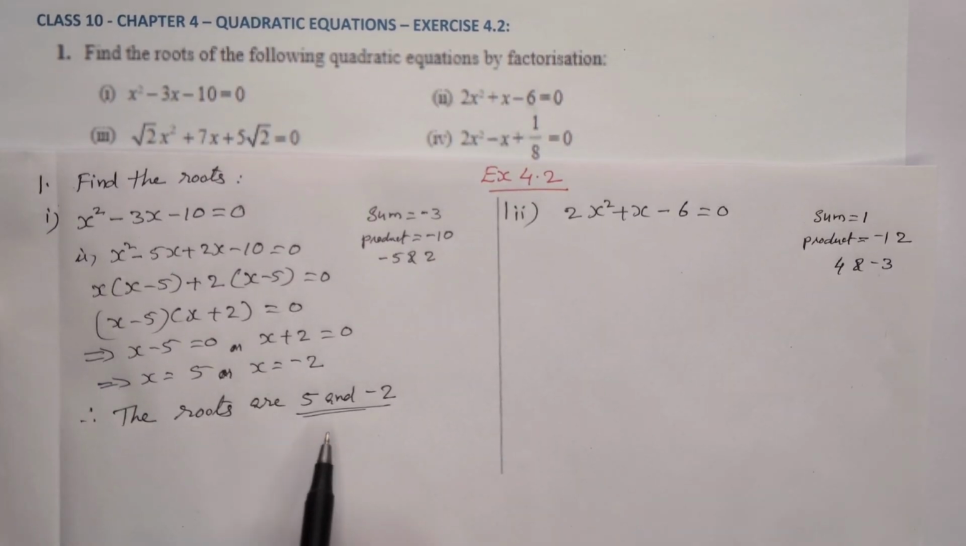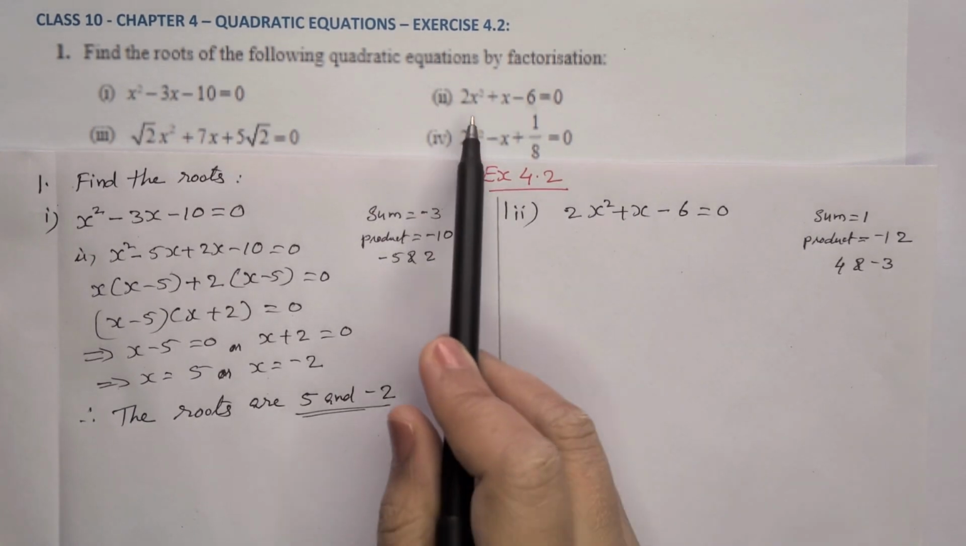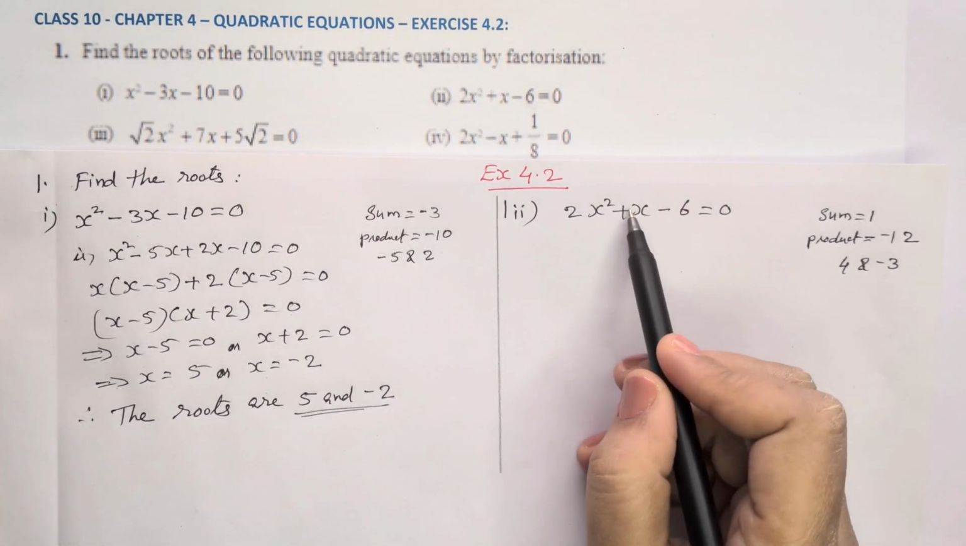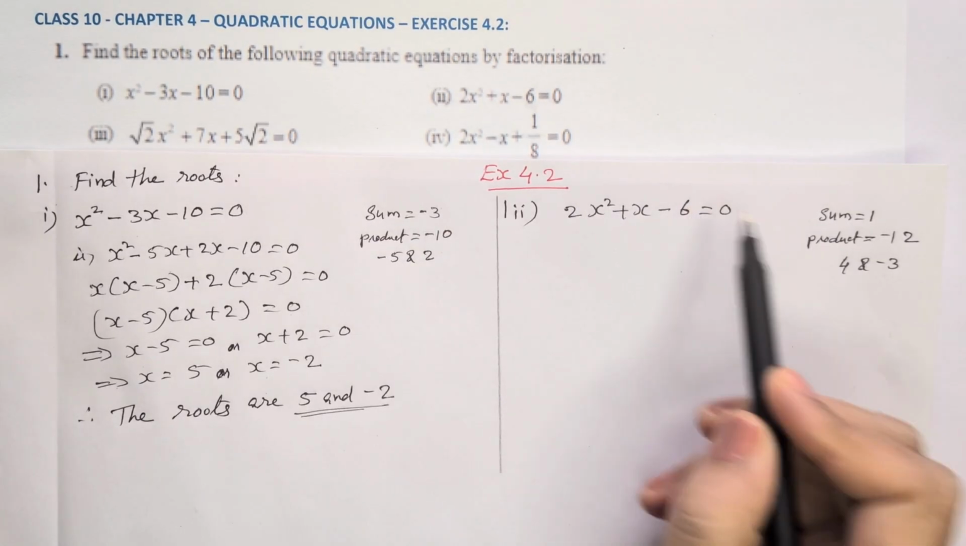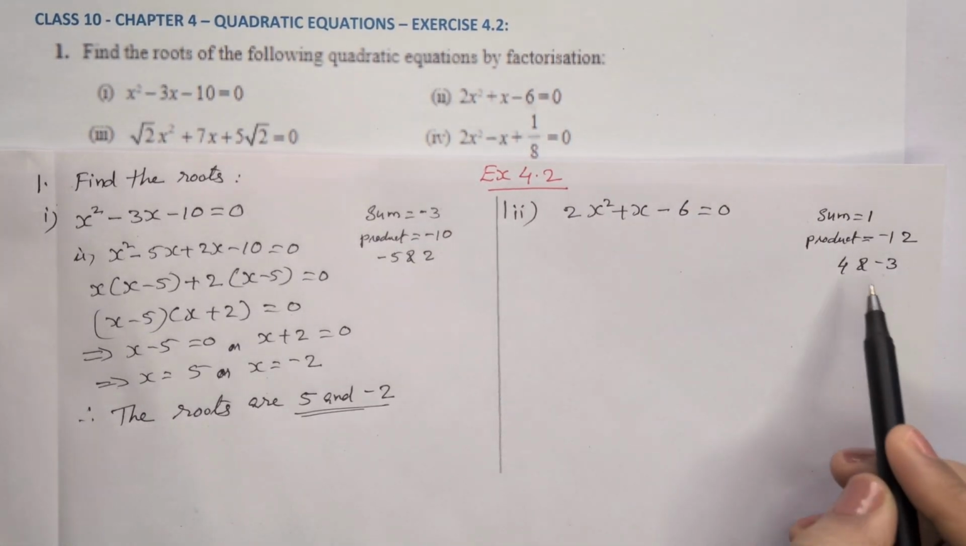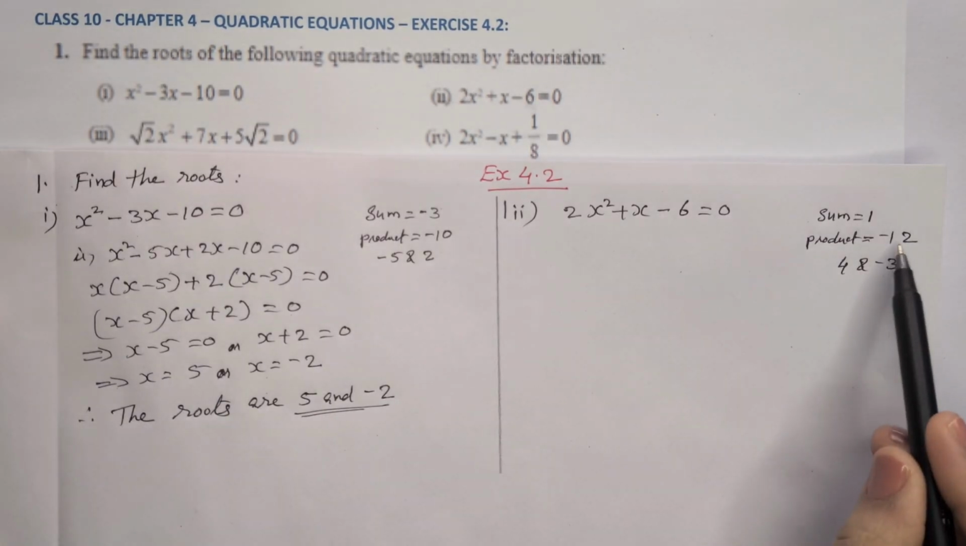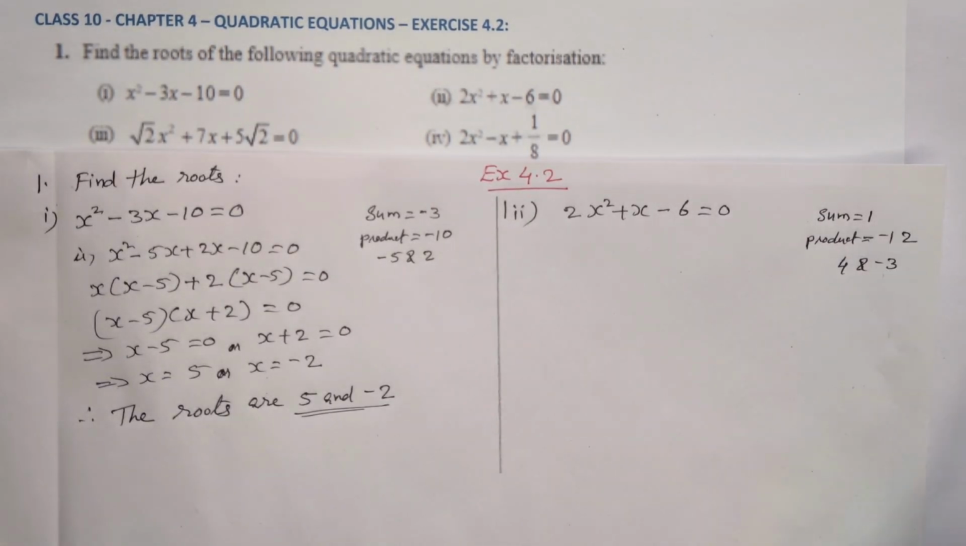Therefore, we can write the roots are 5 and minus 2. Now the second question, 2x square plus x minus 6 is equal to 0. Here sum is 1 and product is 2 into minus 6, that is minus 12. The numbers are 4 and minus 3: 4 into minus 3 is minus 12, and 4 plus minus 3 is 1.